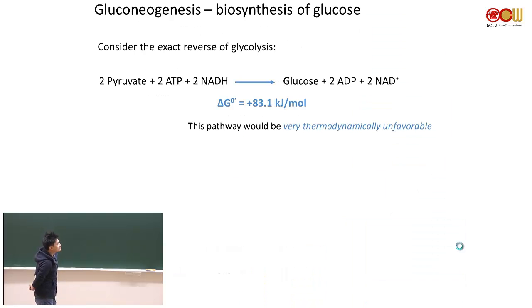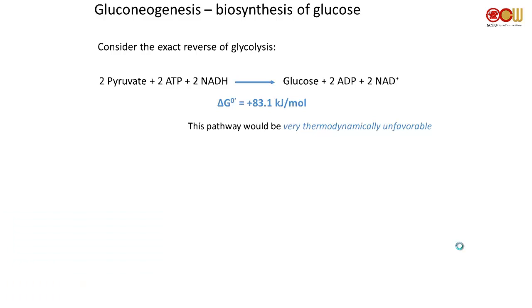All right, so gluconeogenesis. If we look at the stoichiometry here, you see that we can consider the exact reverse of glycolysis, where we take 2 pyruvate plus 2 ATP plus 2 NADH to generate glucose, ADP, and NAD, okay? The reverse reaction of glycolysis. Then you're looking at a standard delta G of plus 83.1, okay? That doesn't happen, because this pathway would be very thermodynamically unfavorable. So it doesn't really happen.